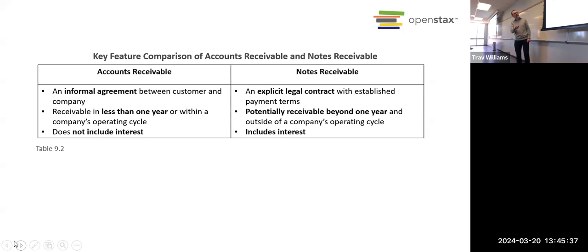So then you would issue a note. Now notes can be short-term. They don't have to be long-term. But they do include interest. And they are formal. They do require signatures by both parties with explicit terms. So there won't be any confusion about when the payments are due, when the loan matures, everything's specified in writing.